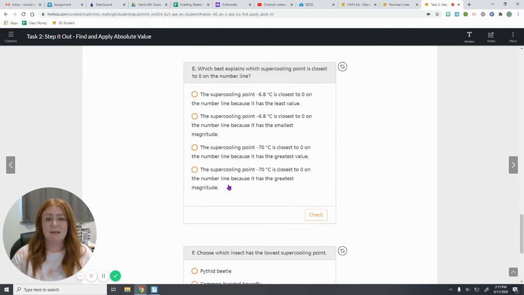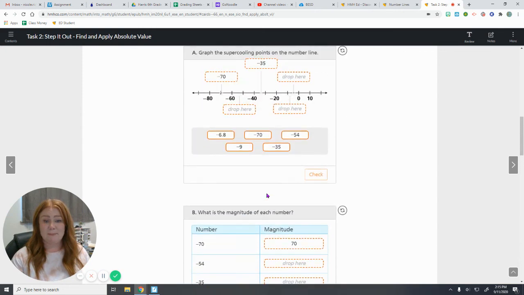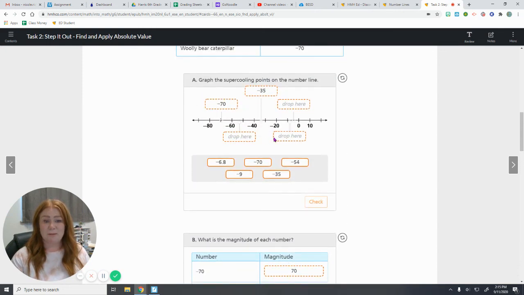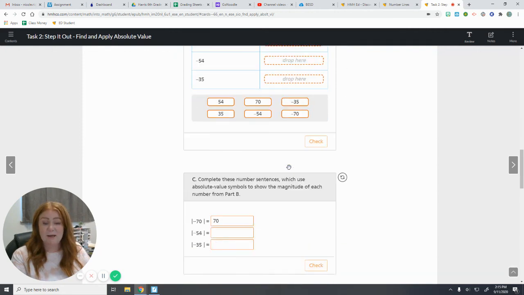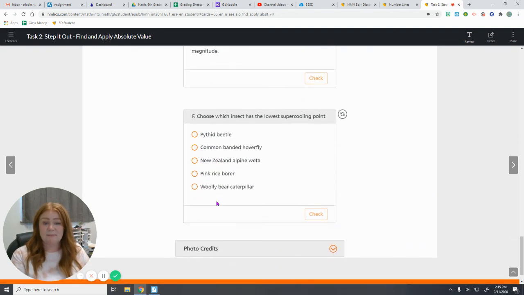Part E says which best explains which supercooling point is closest to 0 on the number line. If we come up here, and here are our supercooling points, you can find your answer from part A. The closest one to 0 is right here. Go ahead and pause the video and pick the correct answer for part E.